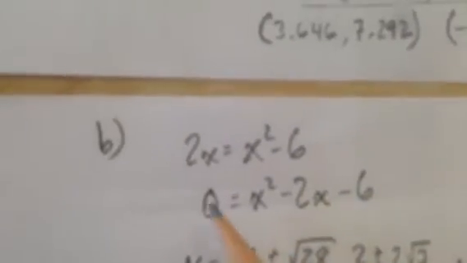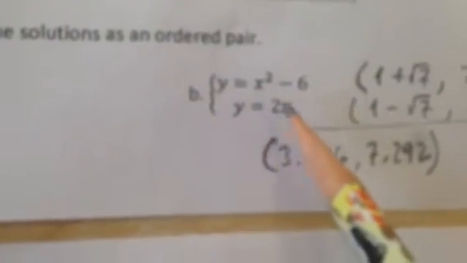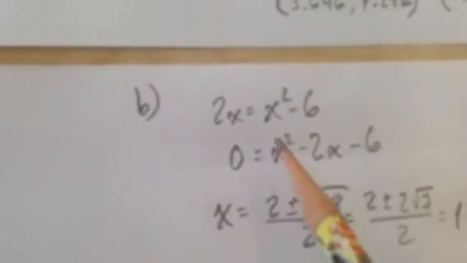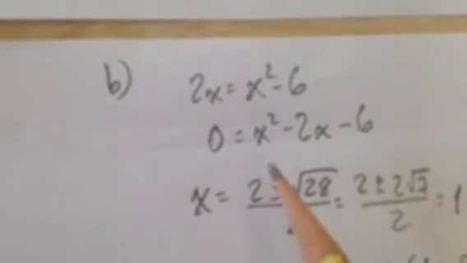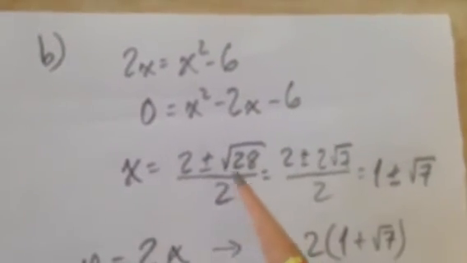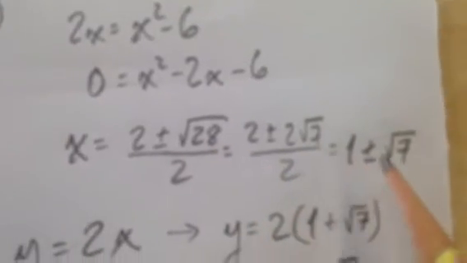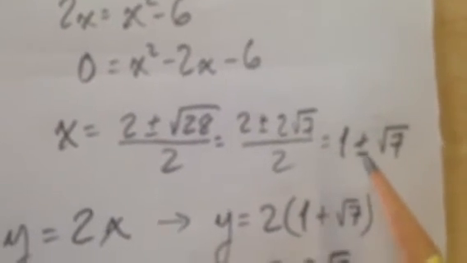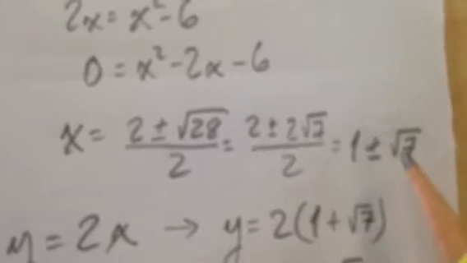This one over here with the parabola here, take a look at this. So what I did was I substituted 2x in for y, because y equals 2x. So 2x equals x squared minus 6, and I set that quadratic to 0. I solve that quadratic with the quadratic formula, and it works out to be this in exact form, 1 plus or minus the square root of 7.